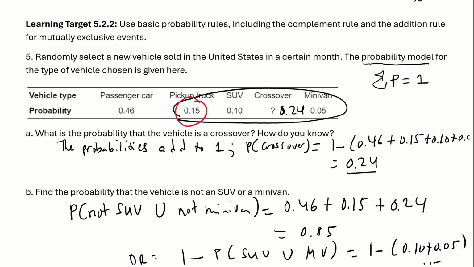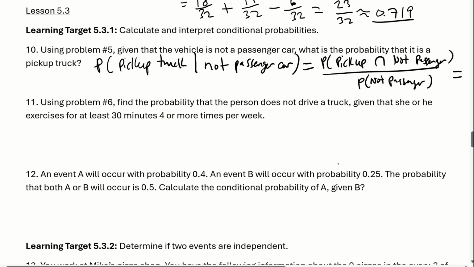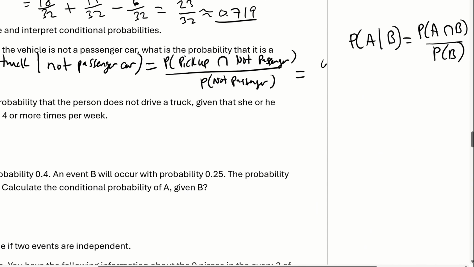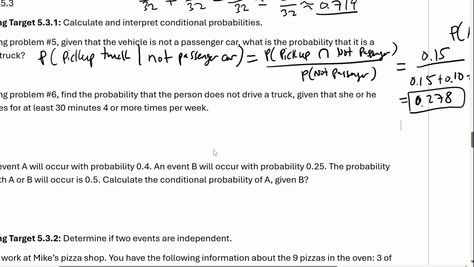The black is all of the not passenger car. Okay, so I know it's a little tough sometimes to think about it that way, but that's your guy. So let me show my work here. Okay, so here we got 0.15 out of 0.15 plus 0.10 plus 0.24 plus 0.05. All right, and then if we do that, we get 0.278 for my probability. All right, so that's number 10.